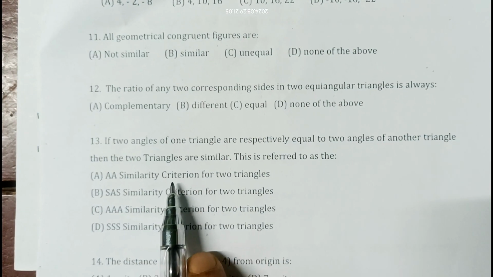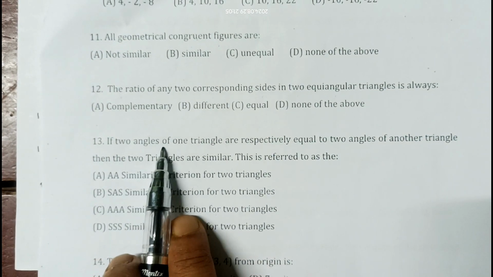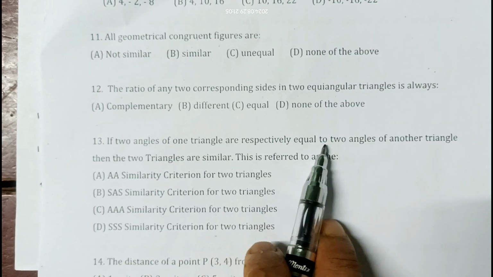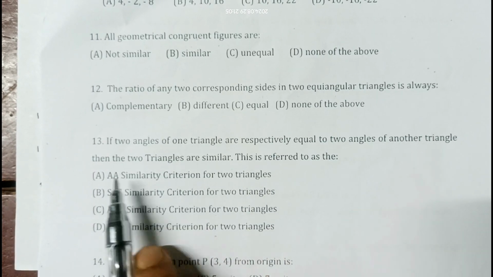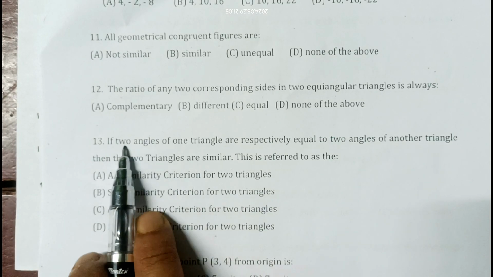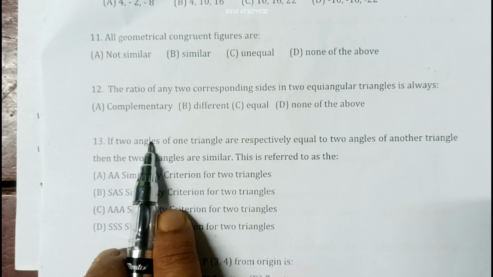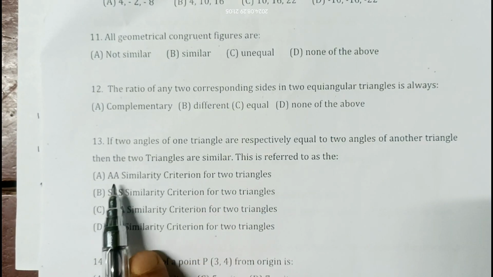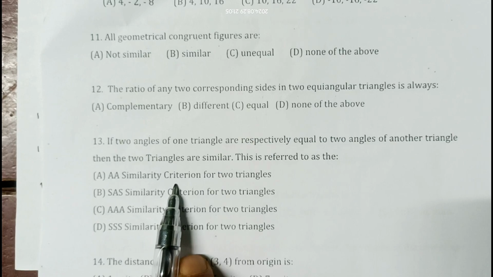In question number 13, it is given if two angles of one triangle are respectively equal to the two angles of another triangle, then the two triangles are similar. This is referred to as, since two angles of the first triangle are equal to the corresponding angles of the second triangle, this criterion is angle-angle similarity criterion. So option A is the correct answer.